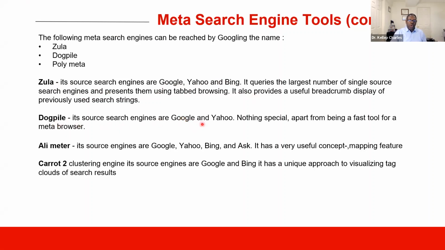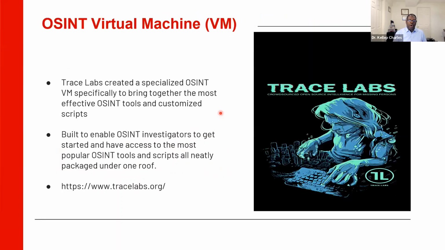Dogpile has Google and Yahoo. Ixquick has Google, Yahoo, Bing, and Ask, and Carrot2 also has Google and Bing, but it also has a visual cloud tagging component that is very nice. So again, meta search engines are very helpful.